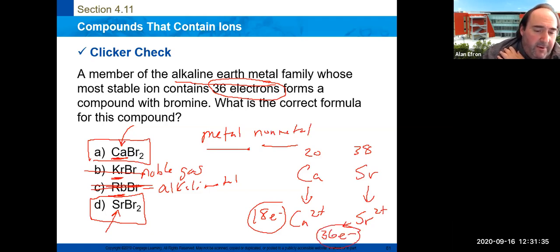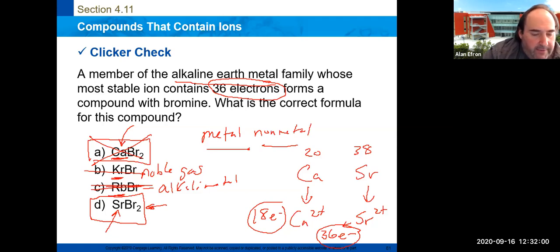So although these both are alkaline earth metals, the one that has 36 electrons would be our guy here at the end. So it should be strontium bromide, and the name of that would be strontium bromide. Again, strontium has a fixed charge of 2, so no Roman numeral needed. Question on ionic compounds, how to put them together correctly, and those types of things.